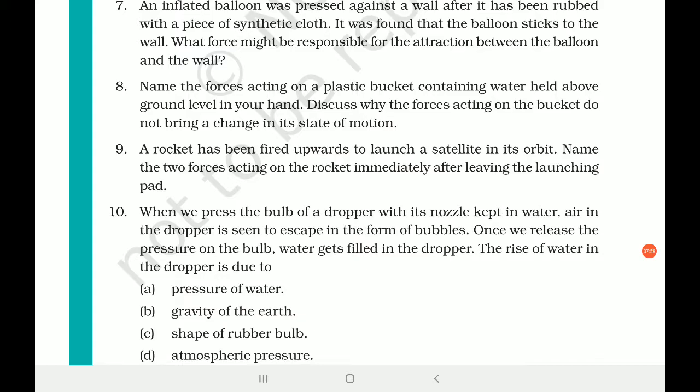So I repeat again, the person holding it applies an equal amount of force as gravitation, but in the opposite direction, and that's the reason nothing is happening, no change is seen.